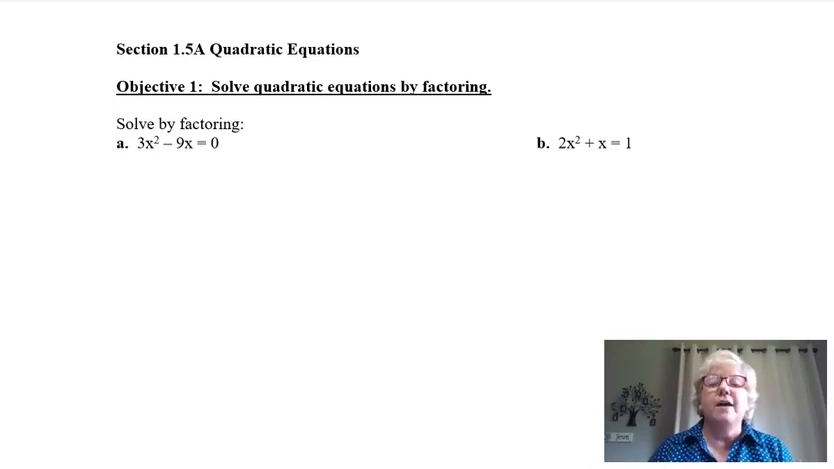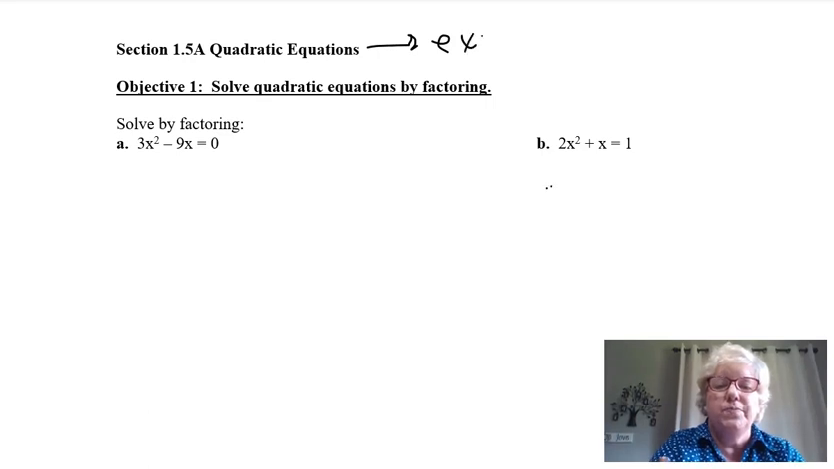Let's talk about solving quadratic equations. There are actually 4 different ways that you can solve quadratic equations, and we'll look at the 2 that are considered to be shortcuts. First off, what is a quadratic equation? It is any equation whose exponent is 2.